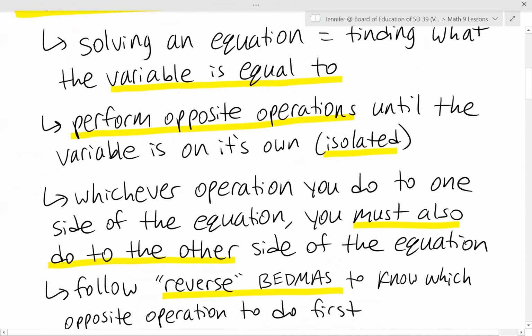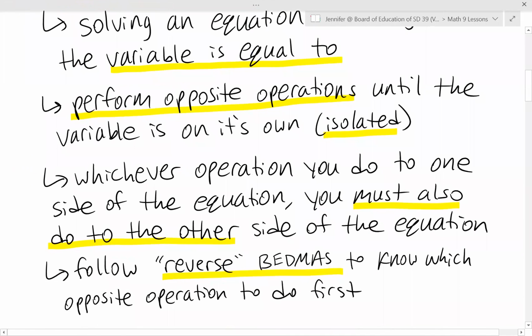And when trying to figure out which operation to do first, follow reverse BEDMAS. You can remember this because we're doing opposite operations, so we're going in the opposite direction. So in other words, you're going to do addition or subtraction first before you deal with any multiplication or division. So essentially, to solve equations, isolate for the variable until it's on its own. So then you would have that variable equals whatever number you have, and that's how you solve for the variable.